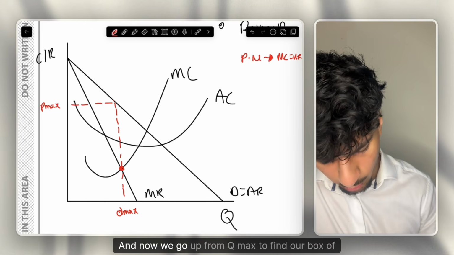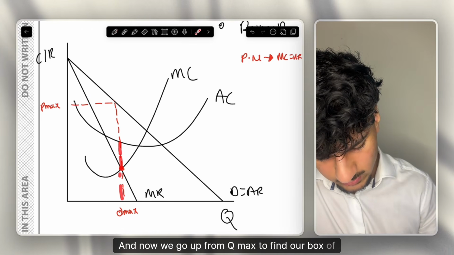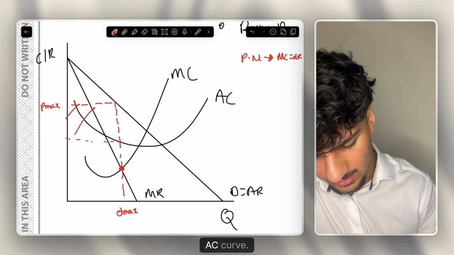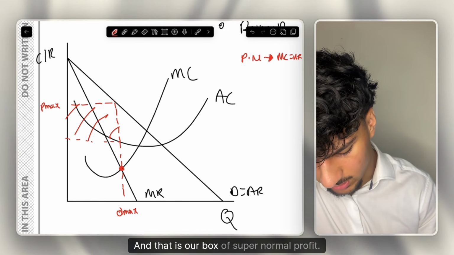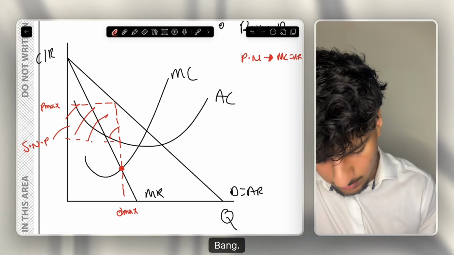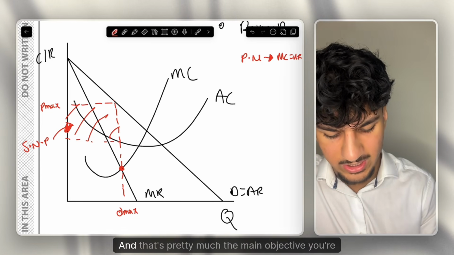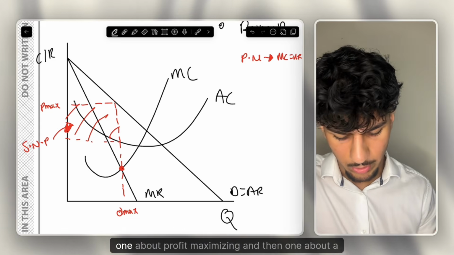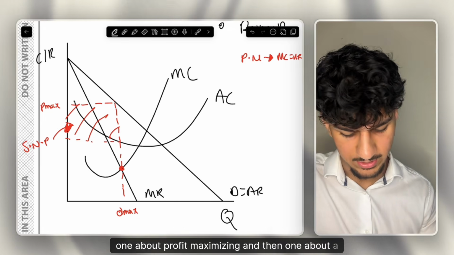And now we go up from Q max to find our box of supernormal profit. So we go up from Q max until we hit our AC curve, and that is our box of supernormal profit. Bang. So that is our first objective, and that's pretty much the main objective you're going to be speaking about. Maybe here do 2 paragraphs, one about profit maximizing, and then one about a different objective.